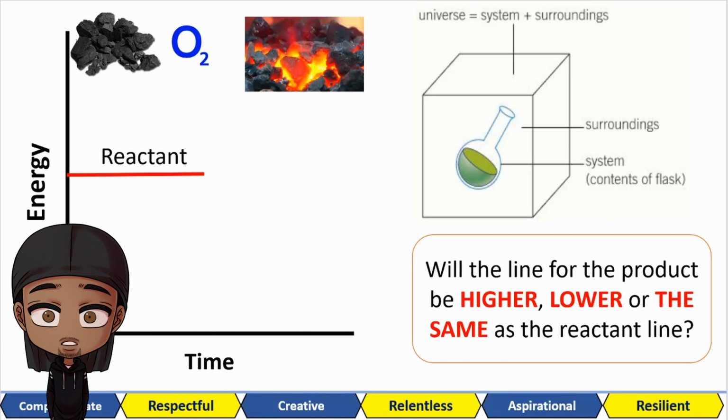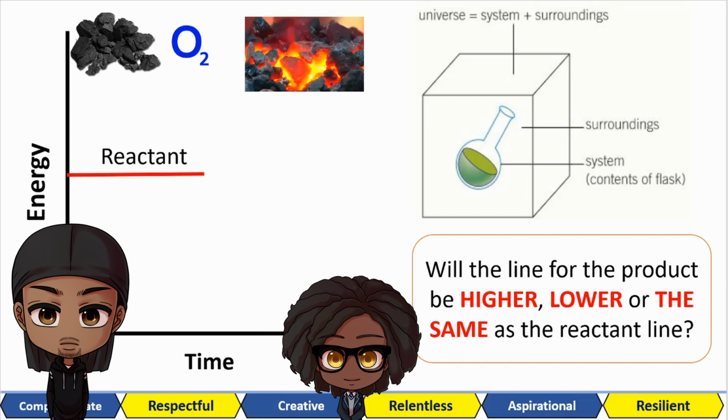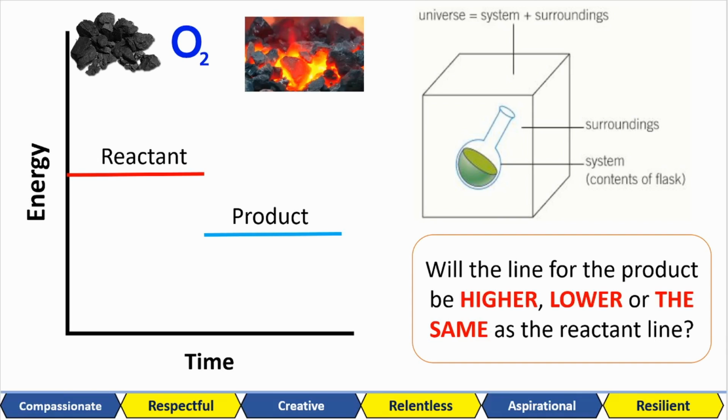It gets hotter, so the products will have more energy. What do you think, Tatiana? Yeah, that makes sense. The line will be higher. The line is actually lower. Jesus Christ.